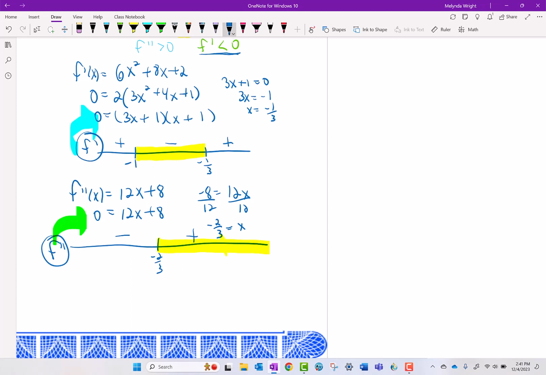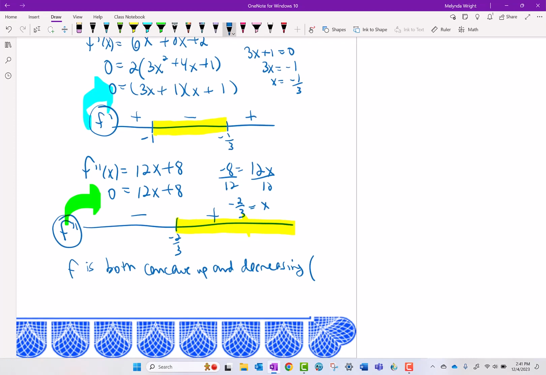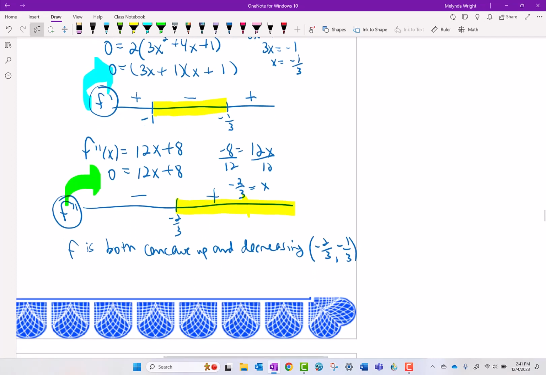So where would that be? What we're going to do is start our wording. We would say f is both, and we just repeat their words back to them. They want concave up and decreasing. F is both concave up and decreasing from -2/3 to -1/3. Okay, that's the section where they overlap.